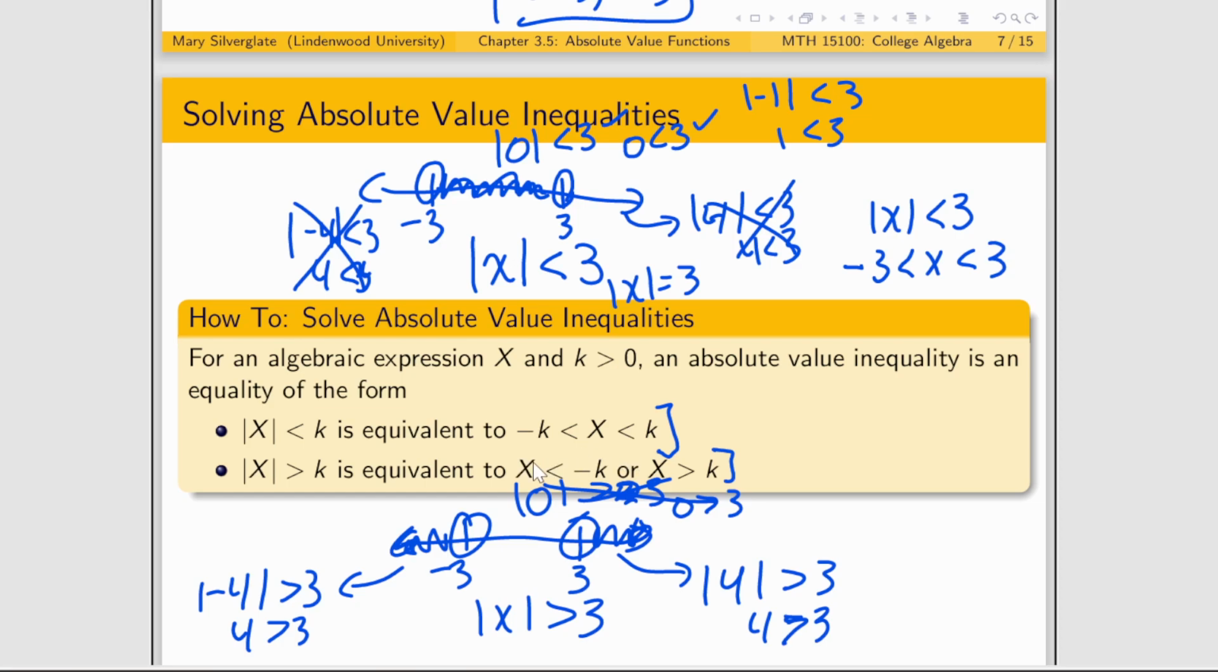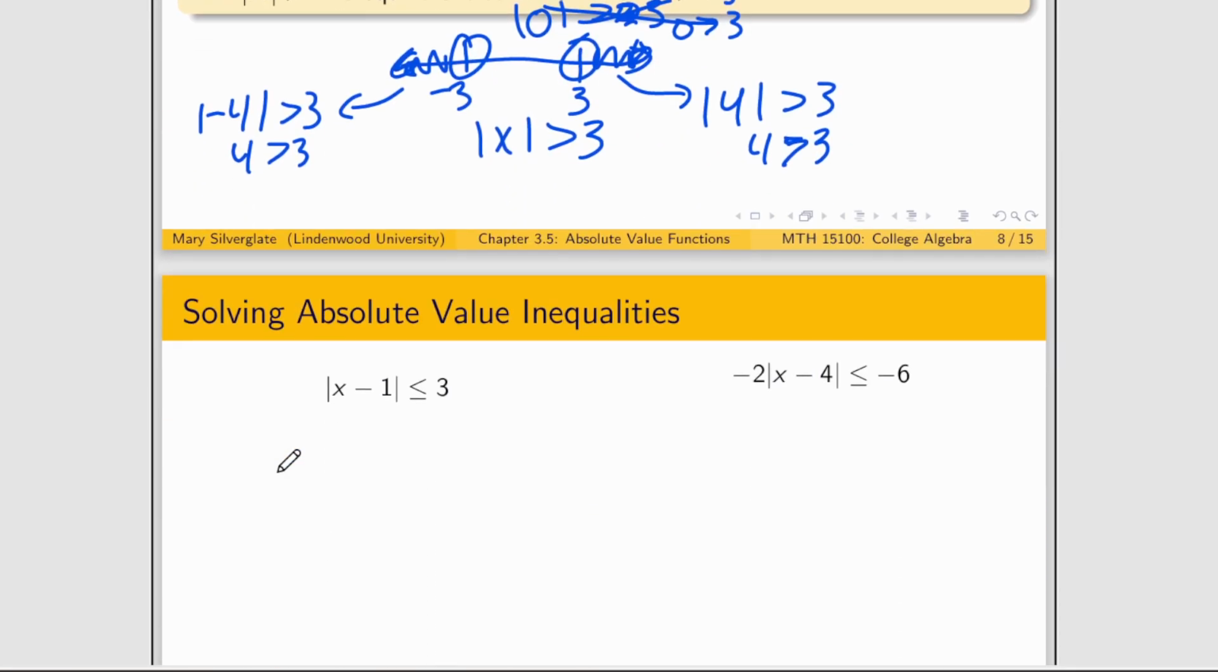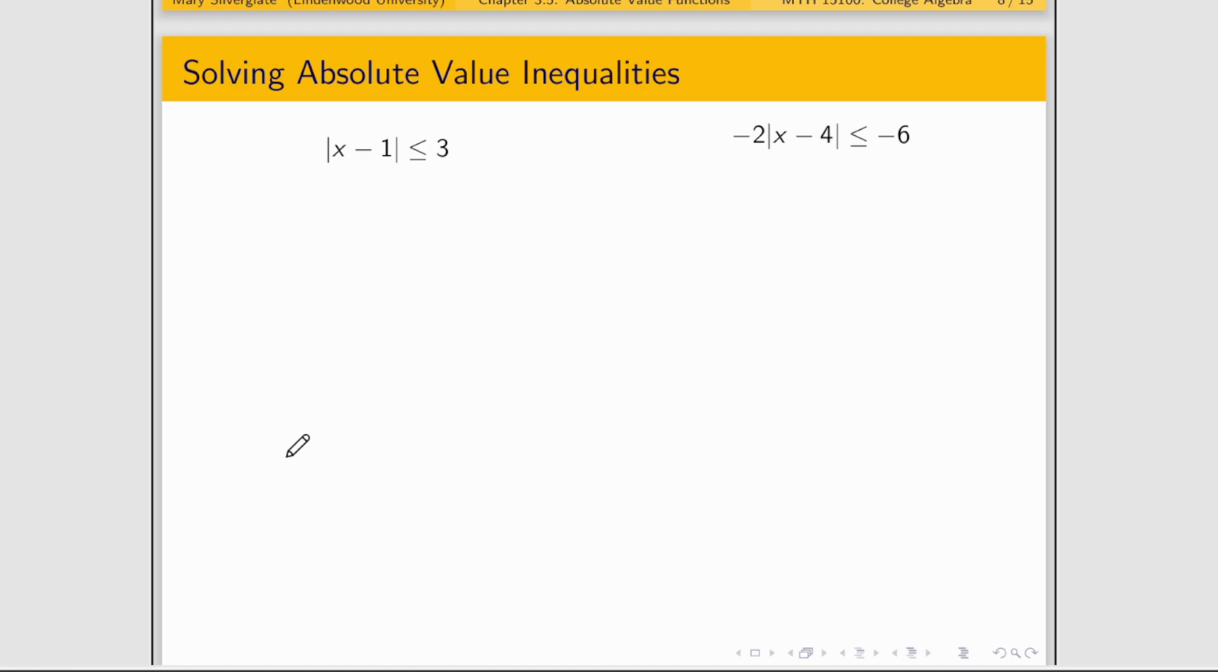Less than becomes an and statement where you're trapped in between the two. So let's take a look at this in action. So here I have less than or equal to 3. Now it's not just x by itself, but this whole thing, therefore, must be in between negative 3 and 3 because a less than or equal to becomes an and statement. And now this is a compound inequality that I can solve using my knowledge of compound inequalities.